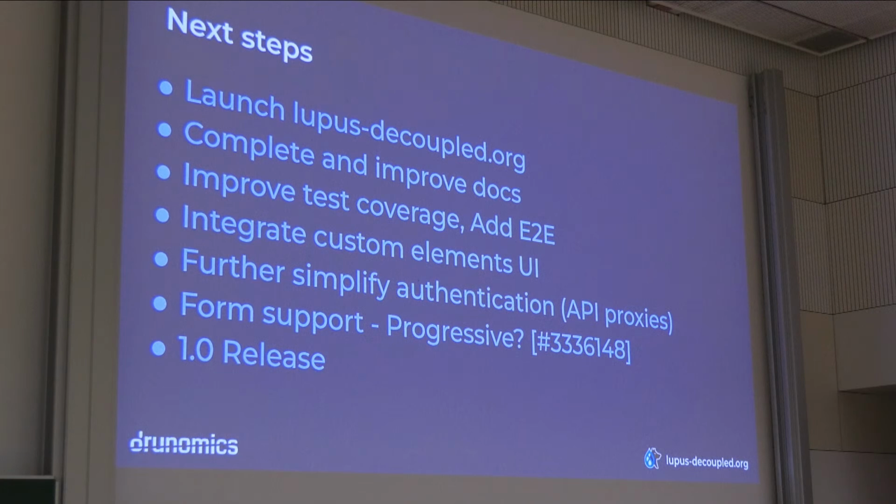Then there's also an issue to work on form support. Form support is something that we have had working at Tronomics for years, and it also has working code in that issue, but we want to make sure it's working really well before we add it. So we are considering adding support for progressive form submissions with the help of Nuxt 3. This is about to come soon.